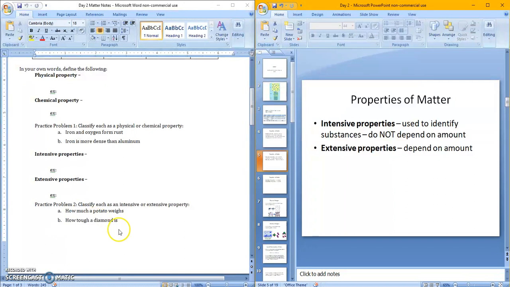Okay, so how much does a potato weigh? Weight is determined by how much there is, so that's an extensive property. How tough a diamond is, that's like how hard it is to break it. So that is internal. That's all about what a diamond is made up of. And it doesn't matter if I have a really big diamond or a really little diamond. Diamonds are always tough. So that would be an intensive property. Okay?